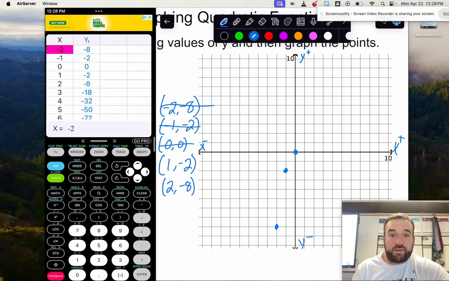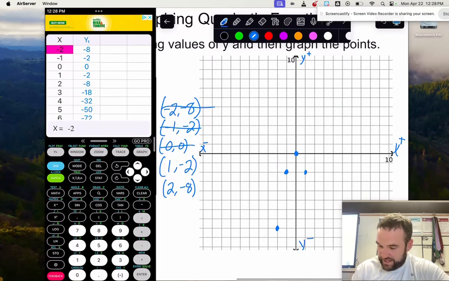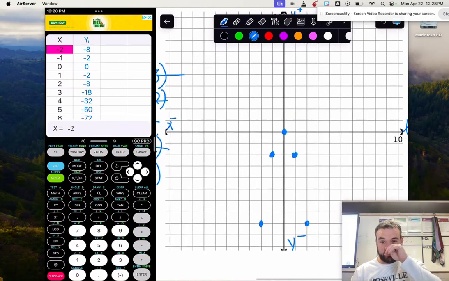So you might be thinking this is a straight line, but this is where the shape of the graph gets interesting. The next coordinate I have is +1, -2. And +1, -2 is actually right here. So I am not graphing a straight line. I'm graphing a different type of shape altogether. And then finally, +2, -8 is down there.